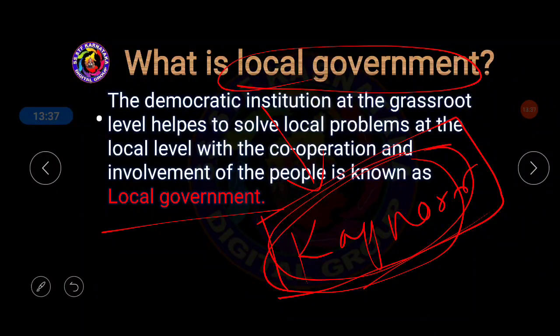Only the people who are living in that village can understand what the actual requirements of that village are. Because of that, instead of imposing rules by the central government or state government, if the people who are living in that village are empowered to solve their own problems, then obviously that system can be called a local self-government.